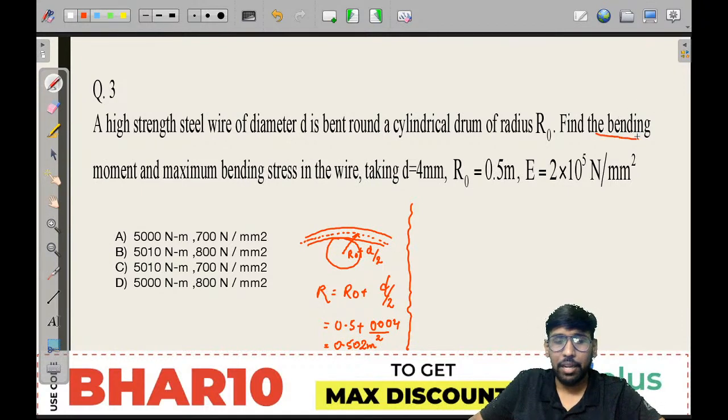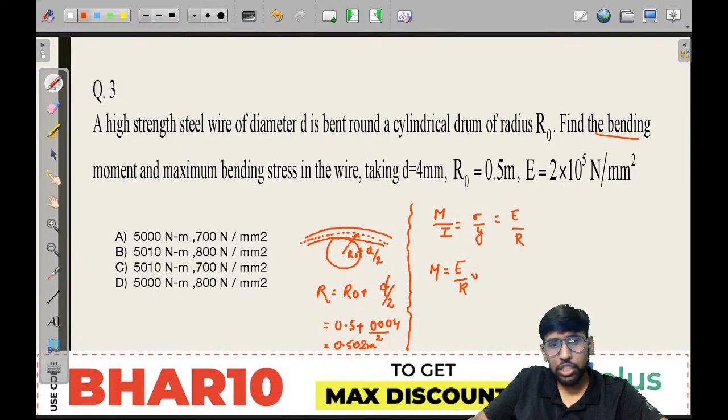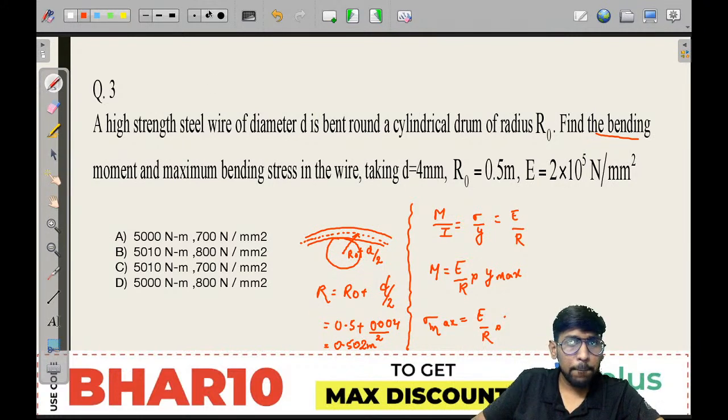You have been asked to find the maximum bending moment. You have the formula M by I is equal to sigma by Y is equal to E by R. If it is asked the maximum bending moment, you can use the formula M equals E by R into I, and sigma max is E by R into Y max. Yes, you can use this formula.